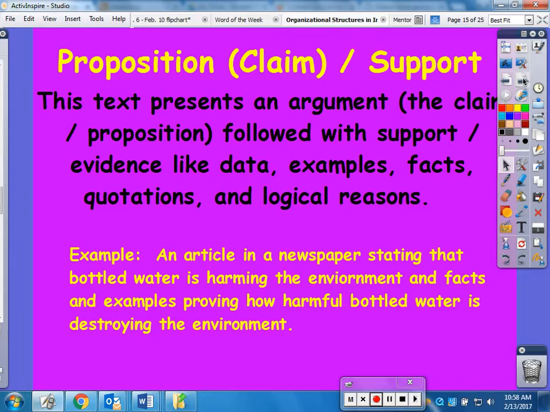A good example of a proposition and support paragraph are your race writings. Race writing is definitely you presenting a claim or an answer with support. Another good example is an article in a newspaper stating that bottled water is harming the environment. And then it gives facts and examples proving how harmful bottled water is destroying the environment.